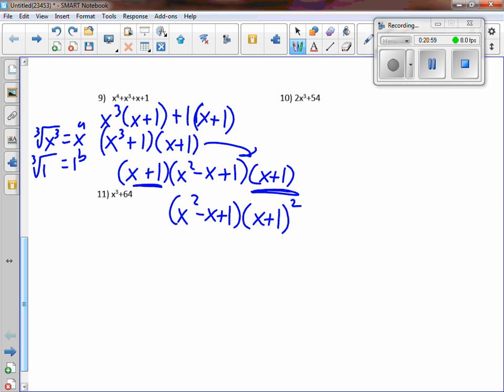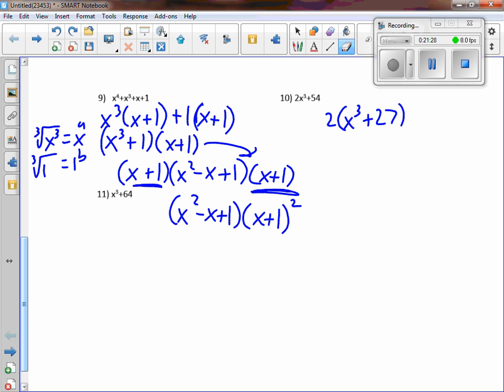Number 10, we have 2x to the third plus 54. Once again, greatest common factor. We factor out the 2, and we're left with x to the third plus 27. And then can we factor more? This piece right here. Take a second to think about what type of factoring it is. It's sum of perfect cubes.